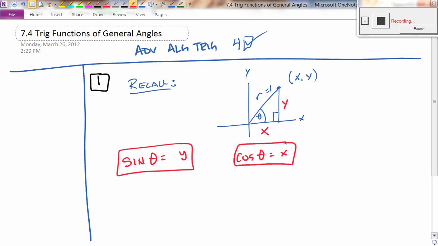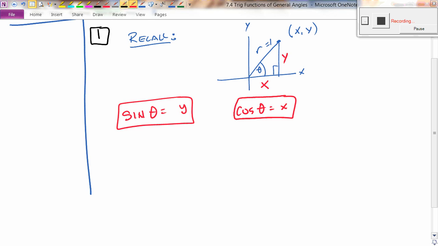Well, what we're going to do now is extend that radius out beyond 1, where it can be anything. But the key part to remember is that sine theta always deals with y values, and cosine theta always deals with x values. Okay? So let's do a little experiment. You need your graphing calculator for this part, all right?